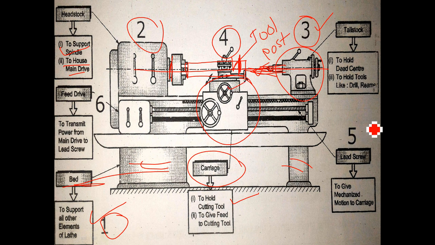Then here we have these two wheels, one larger wheel and one smaller wheel. This larger wheel provides motion to the carriage in this direction, that is longitudinal movement parallel to the axis of the workpiece. And this smaller wheel provides the cross feed, hence the name cross slide. Then we have this small part called the compound rest. It is used to give some angle, which is used for the taper turning operation.